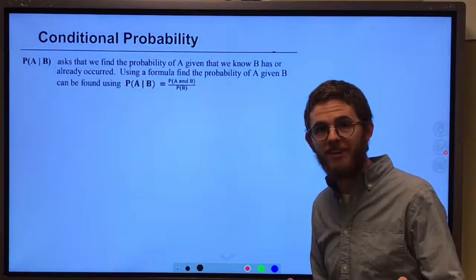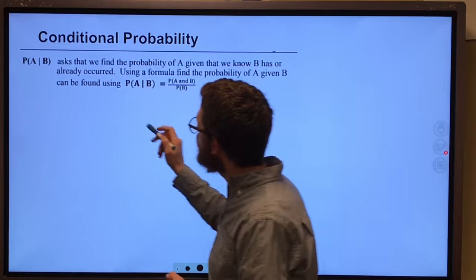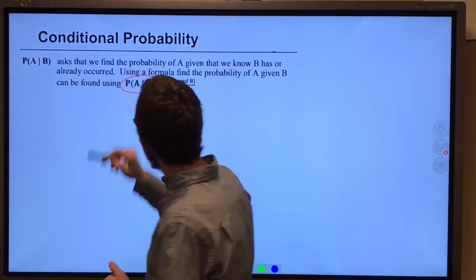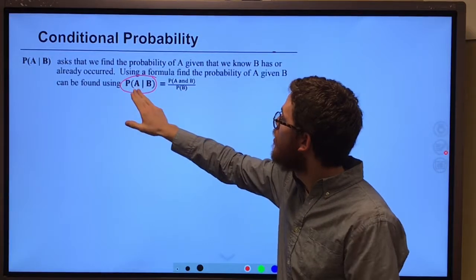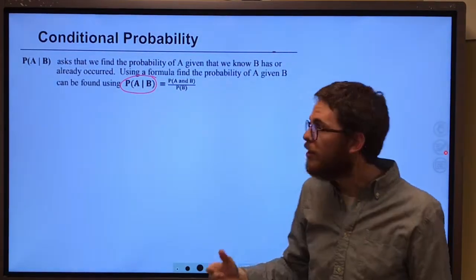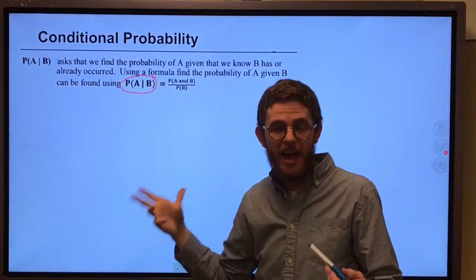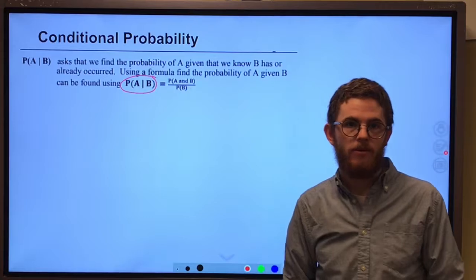Okay, we're here to look at some conditional probability. Now, conditional probability, you're going to see it notated like this. The probability, we read it as the probability of A given B. So the probability that event A happens given that event B happens.